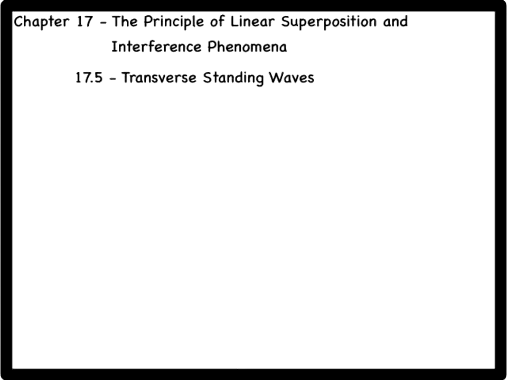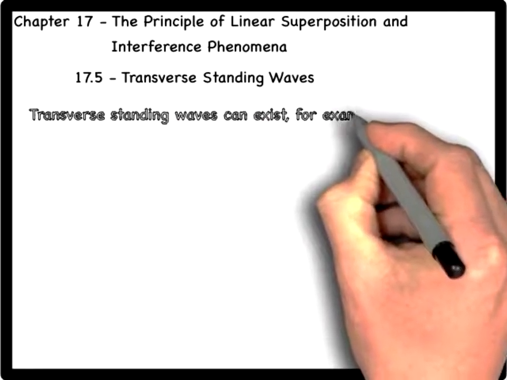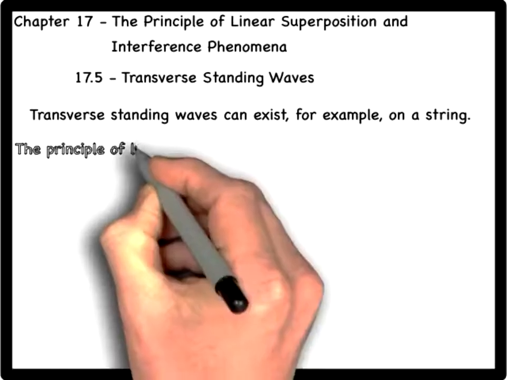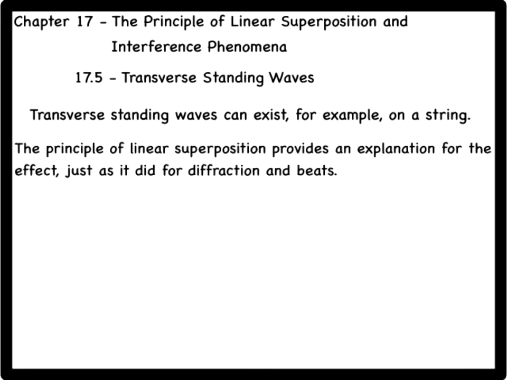The next interference effect we want to discuss is a standing wave. Standing waves can arise with transverse waves, such as those on a guitar string, and also with longitudinal waves, such as sound waves in a flute. In any case, the principle of linear superposition provides an explanation of the effect, just as it does for diffraction and beats. To see how standing waves are produced, let's consider transverse waves propagating on a string.